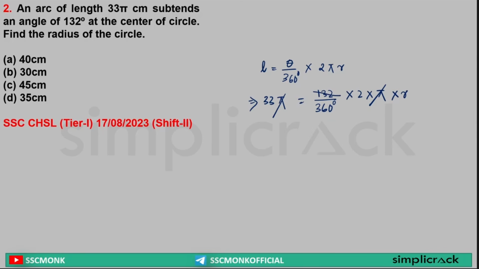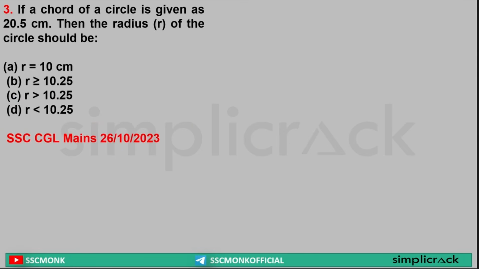Now r as it is, pi gone. Now 132, so 12 ones are 12, 12 ones are 12. Now 360, 12 threes are 36, 0 as it is. Clear? Yes. Sir, 2 15s are 30, 11 threes are 33. So r is equal to 15 will be multiplied here. So 15 into 3 is equal to 45 centimeter. So what is the radius of the circle? 45 centimeter. Clear? This is how we will be simply solving such questions, and this sort of question will come in your SSC examination.